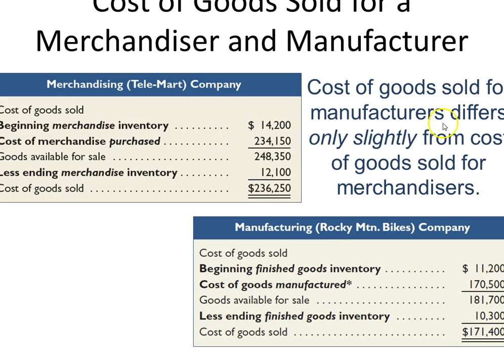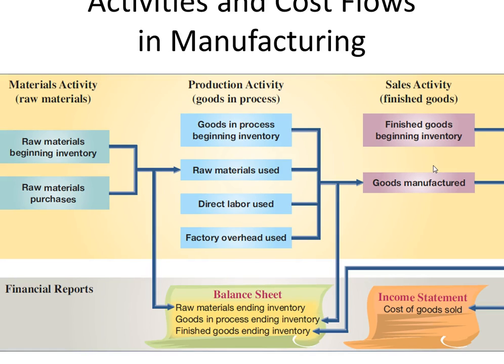Again, a little bit different, only slightly, from cost of goods manufactured versus the merchandise inventory cost of goods sold. Activities and cost flows in manufacturing. So you'll start again with raw materials. You have a beginning level of raw materials you'll add to throughout the time period, whether it be the month, the quarter, or the year. And then you use those materials, direct labor, factory overhead.